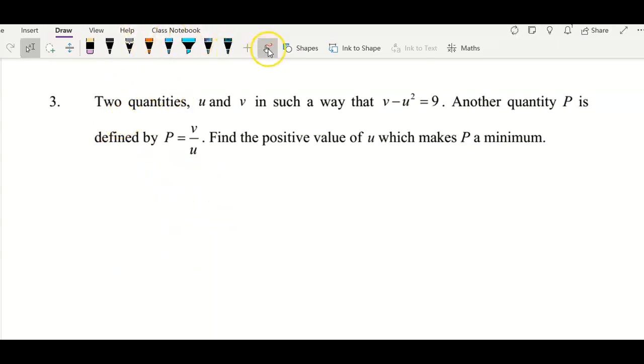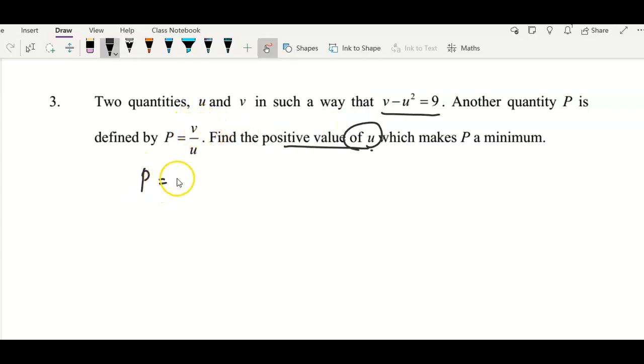Question 3. Two quantities u and v are such that v minus u squared equals 9. Another quantity P is defined as v over u. Find the positive value of u which makes P a minimum. So to get P minimum, I need to differentiate P either with respect to v or with respect to u. But since the question asks us to get a positive value of u which makes P minimum, meaning that I need to dump the variable v.